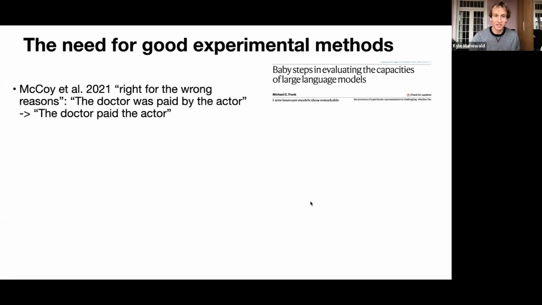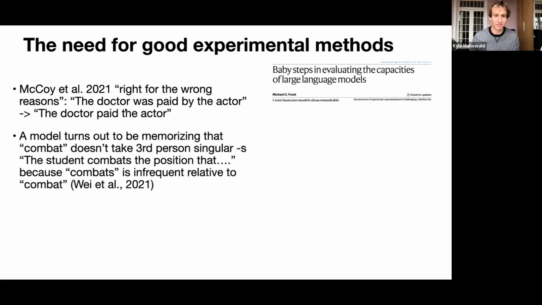So like I've been saying, kind of underlying all of this, and this project, is the need for really good experimental methods. So certainly it's possible to be right for the wrong reasons. McCoy et al. had this nice paper showing that if you're trying to do a natural language entailment task, it turns out that models will happily pick up on the fact that often a sentence which is entailed by another sentence has a lot of overlap in words. And so models might say that the doctor was paid by the actor means it's logically true the doctor paid the actor, even though that's obviously not right, right? It's relying on some cheap trick.